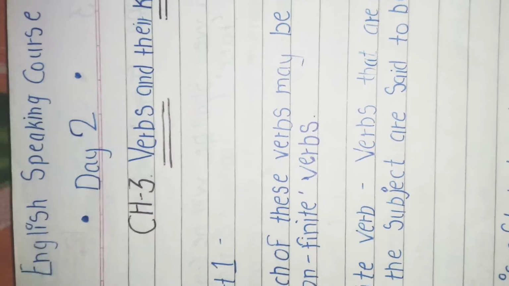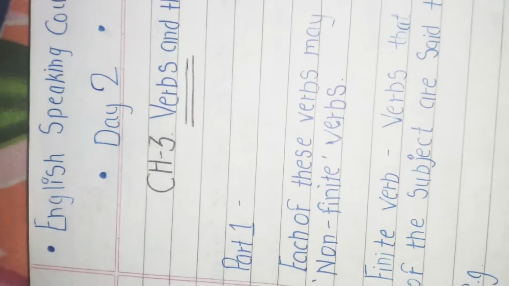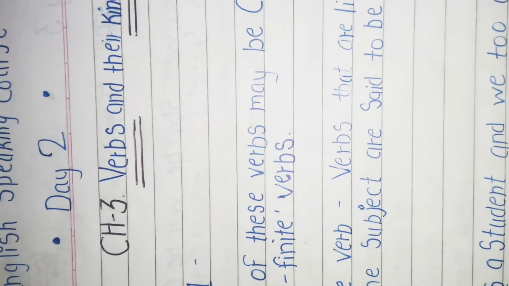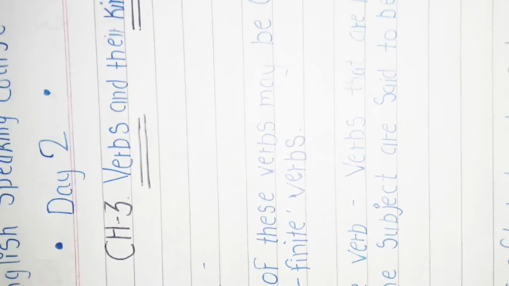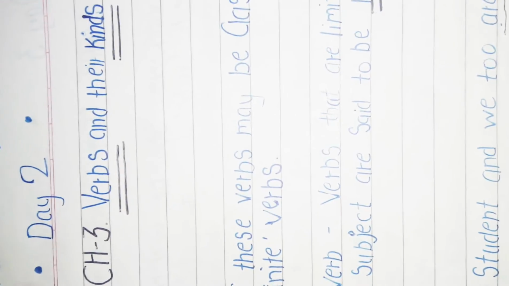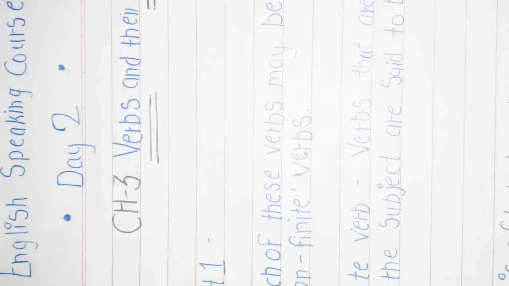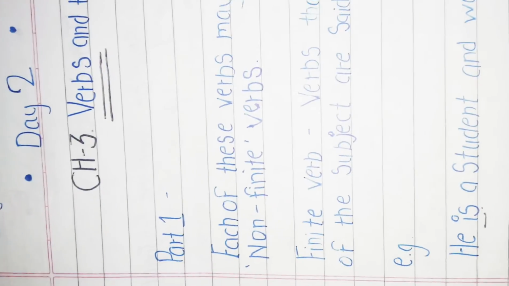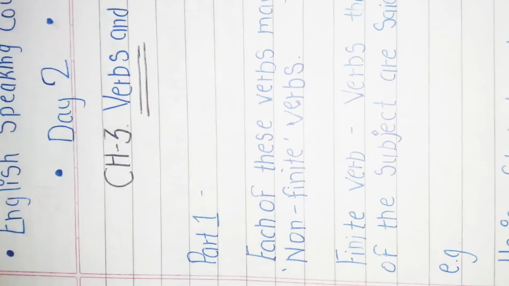In this video we are learning a new topic, English speaking course day 2. If you have not watched day 1, the link is given in the description. Our chapter number 3 is verbs and their kinds. In the first video we learned about the noun, pronoun and parts of speech. In this video we cover part 1, verbs and their kinds.